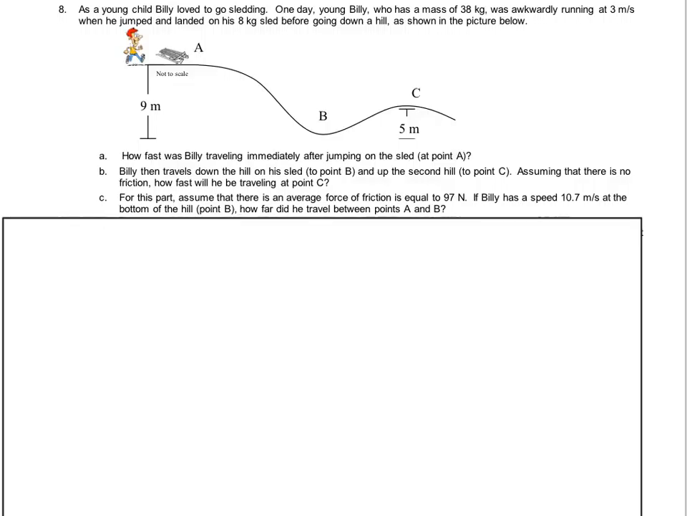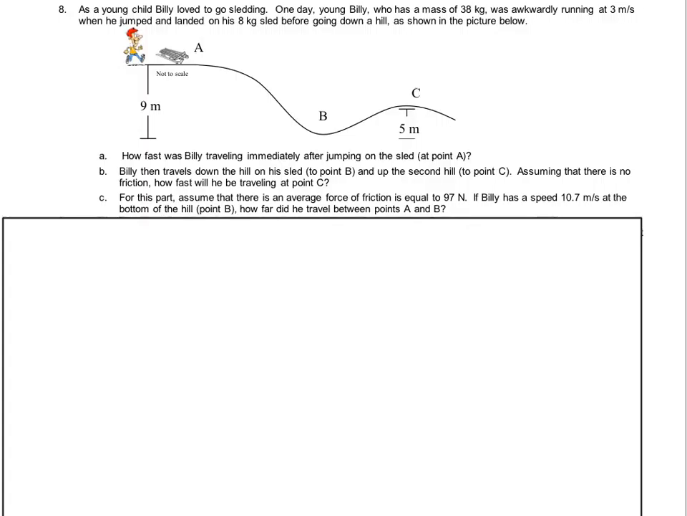Here's number 8 from the worksheet, or the problems at the back of the packet. As a young child, Billy Covert loved to go sledding. One day, young Billy, who has a mass of 38 kilograms, was awkwardly running at 3 meters per second when he jumped and landed on his 8-kilogram sled before going down a hill, as shown in the picture below.